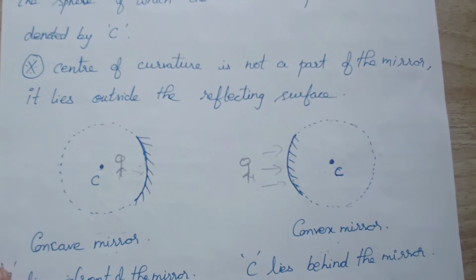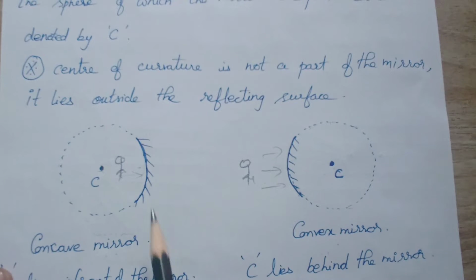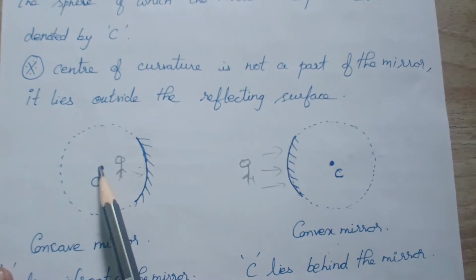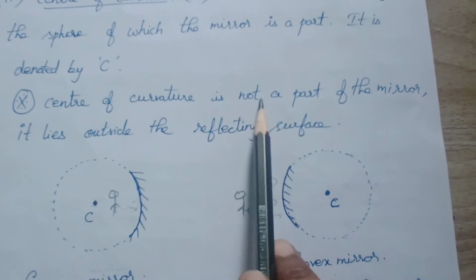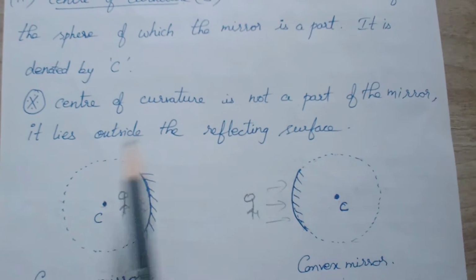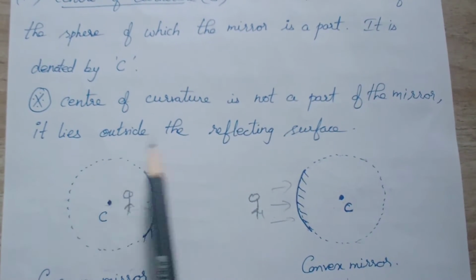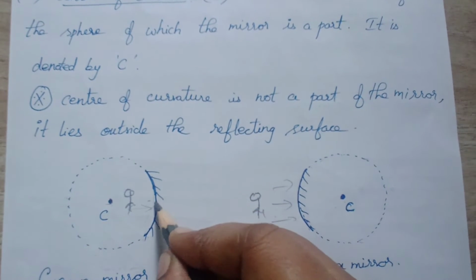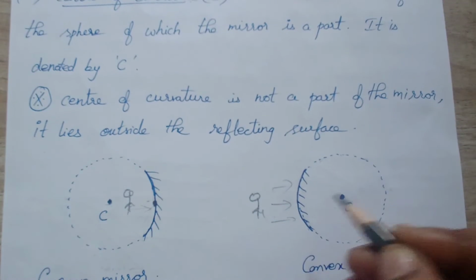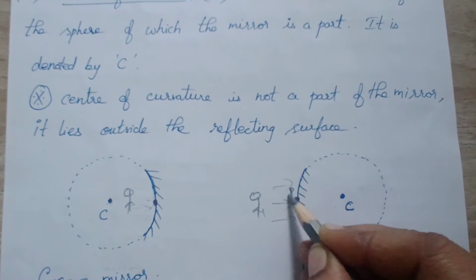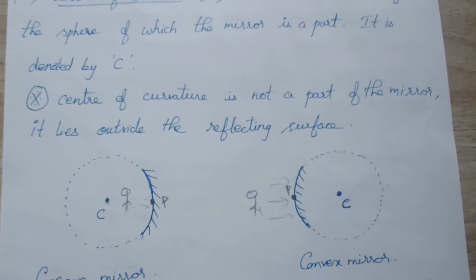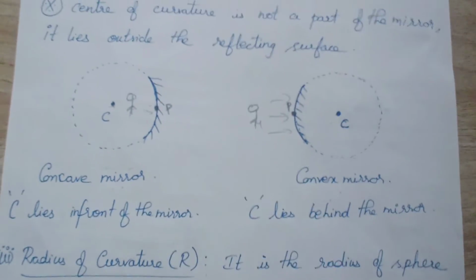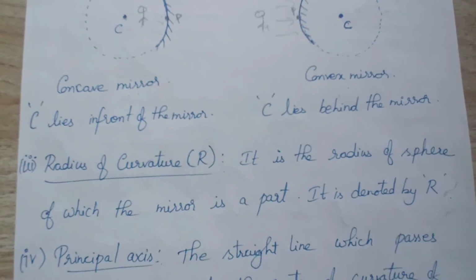We are seeing that the pole is a part of the mirror. But look at this. Is the center of curvature a part of the mirror? Does it lie on the mirror? No. The center of curvature is not a part of the mirror. It lies outside the reflecting surface. But the pole lies on the reflecting surface. This is your pole. This is your center of curvature. Clear?